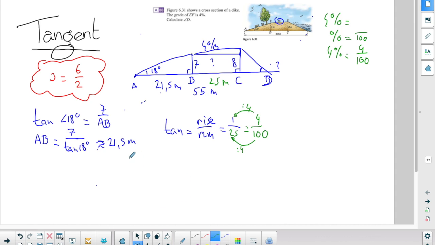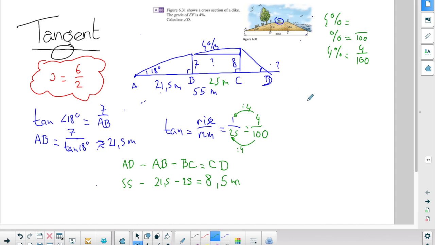So now I have to calculate AD minus AB minus BC is CD. Well, 55 minus 21.5 minus 25, I just took them over here, it's 8.5 meters.